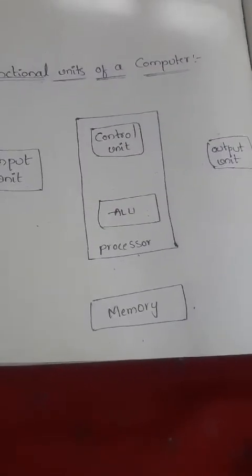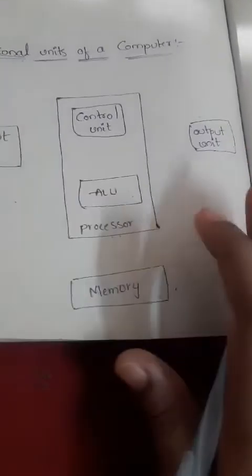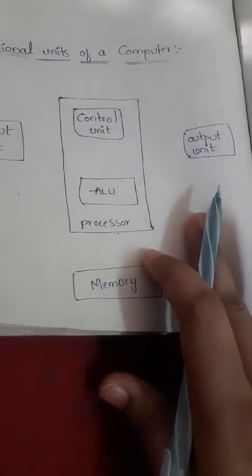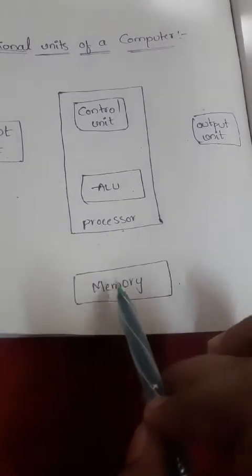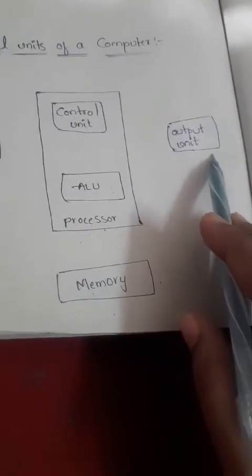Remember one thing, only the CPU won't do any work in a computer. Without the processor, the computer cannot work and it won't do any calculations or operations. Along with the CPU, in order to do multiple tasks, we need one more component, that is the memory unit, and another component, that is the output unit also.